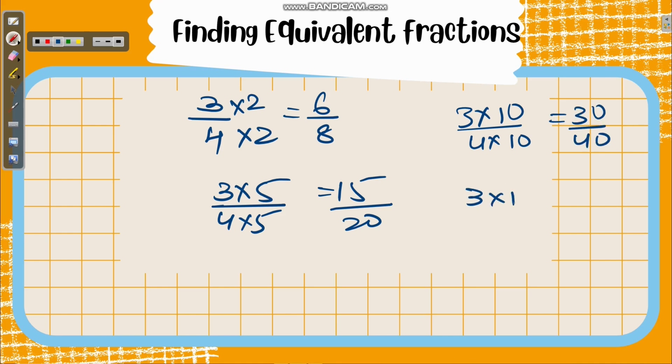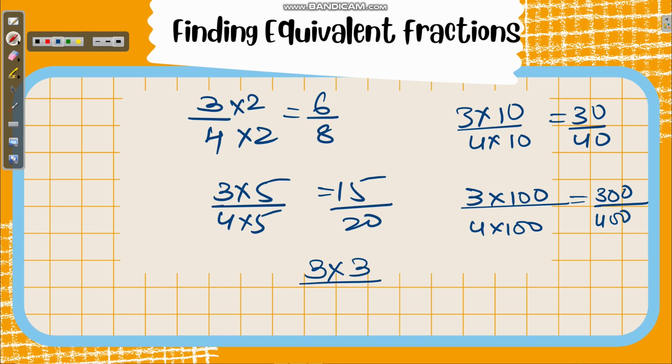You can take 100, 1000, 10,000. Whichever number you feel is easy or simple, or you can do it quickly, do that. Don't take complex number to get your equivalent fraction. So 3 into, let's do 3. So 4 into 3, you cannot change the numbers, okay? You have to use the same number. I cannot use 4 into 4. I have to use the same number to multiply the numerator as well as the denominator. So answer is 9 by 12.